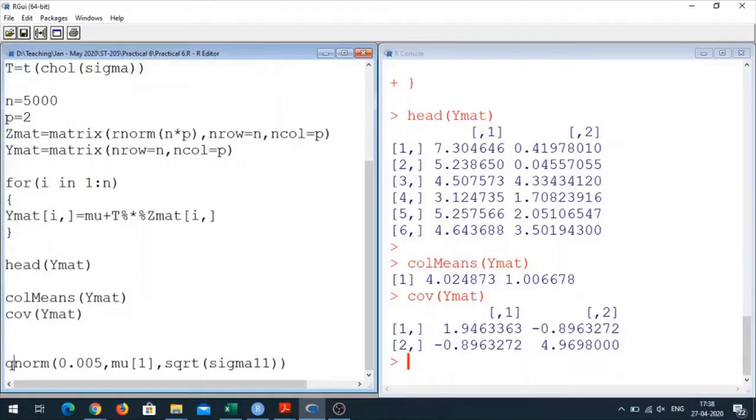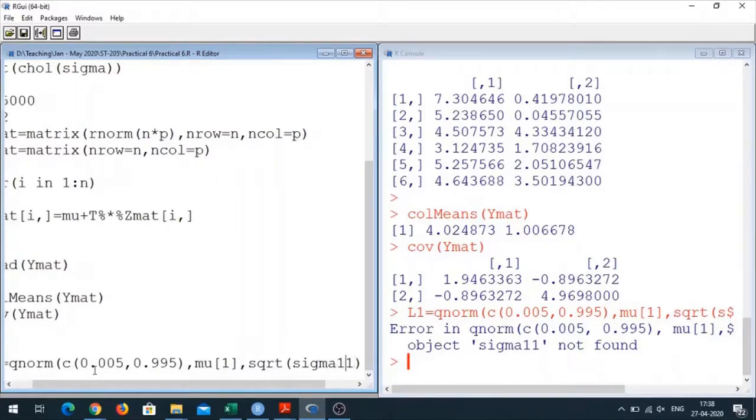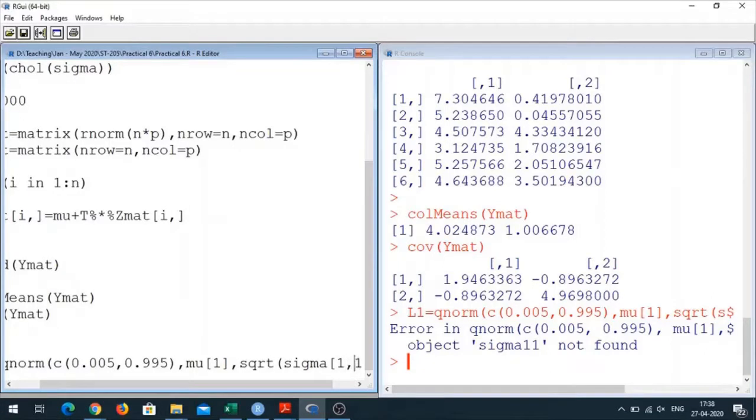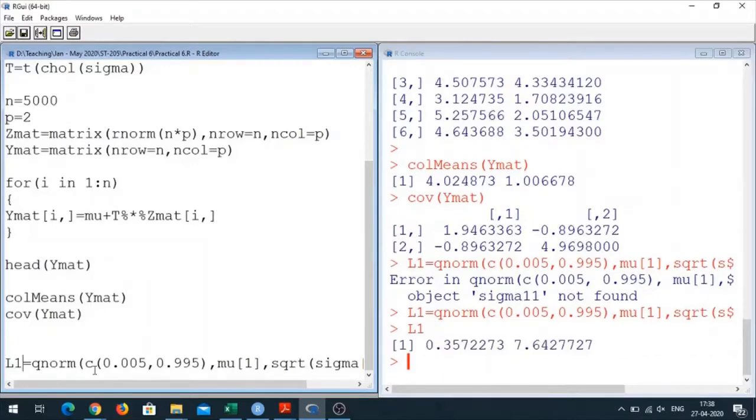Okay, this is your lower limit, and similarly you want the upper limit also, so you can write this as comma 0.995. So what we are doing, we are trying to get the 0.5th and 99.5th percentile of the first normal distribution, their limits. So L1, let me call them, oh sorry, sigma 11. R is not going to understand what I say unless I talk to it in its own language. Okay, sigma 11. So these are my limits.